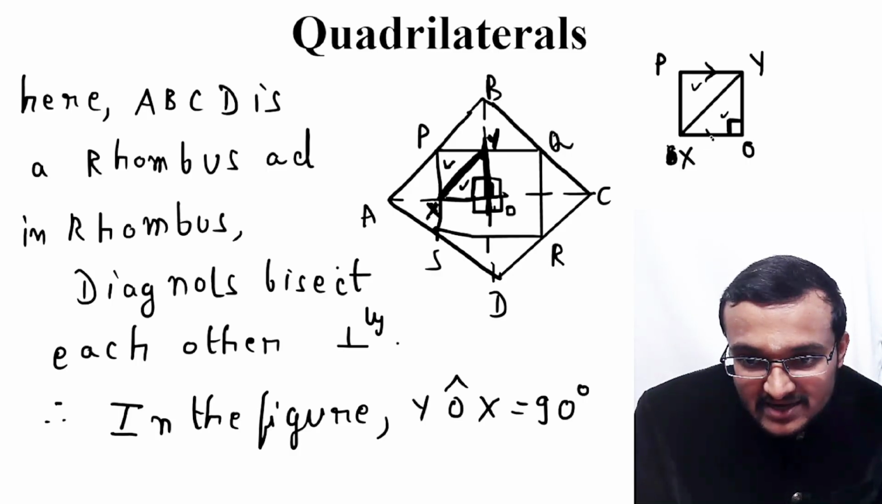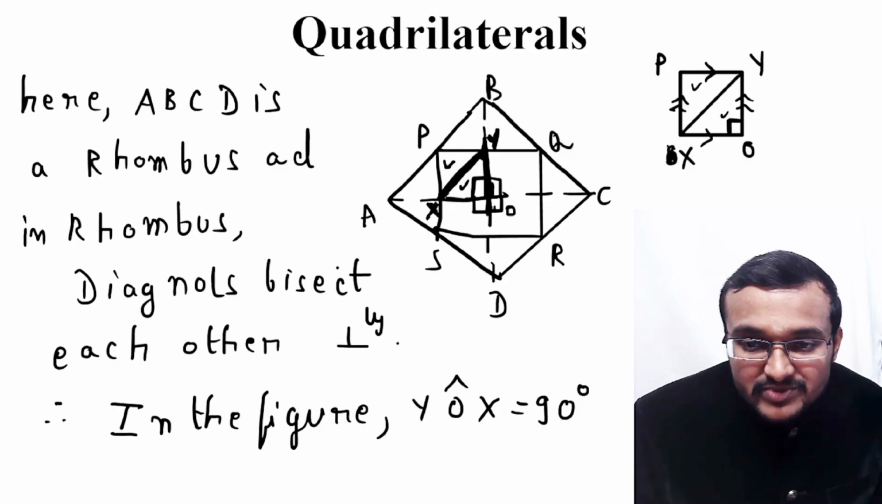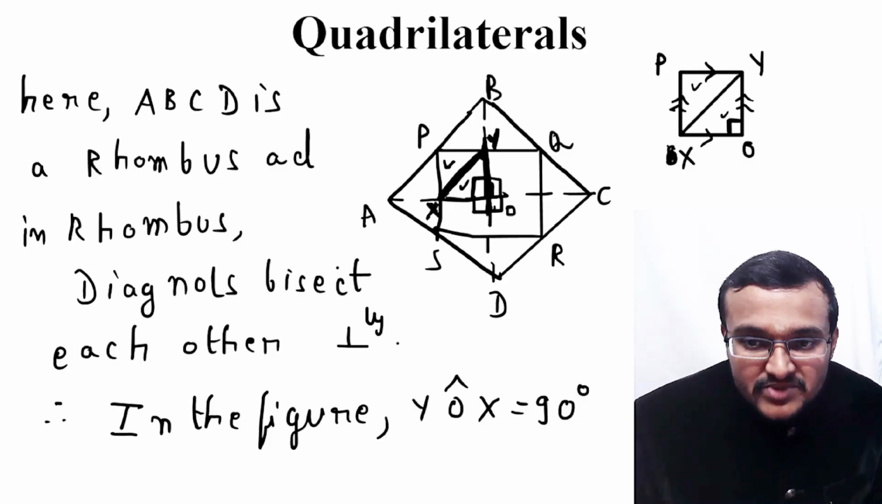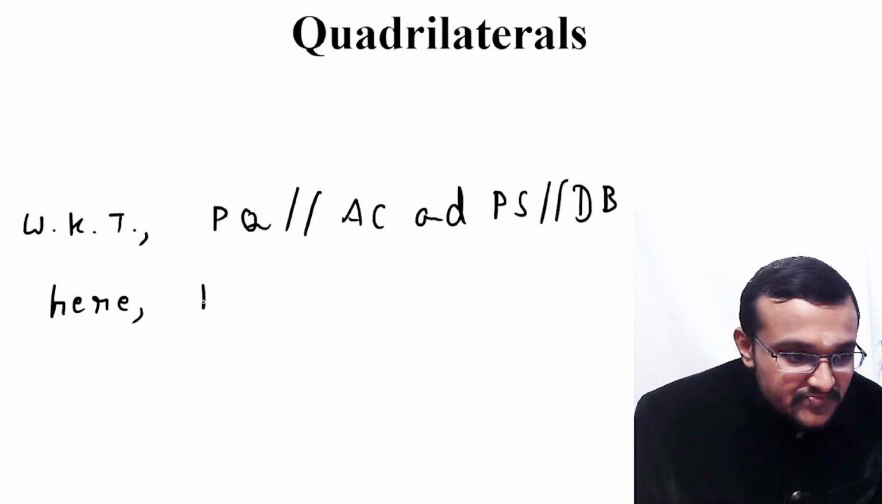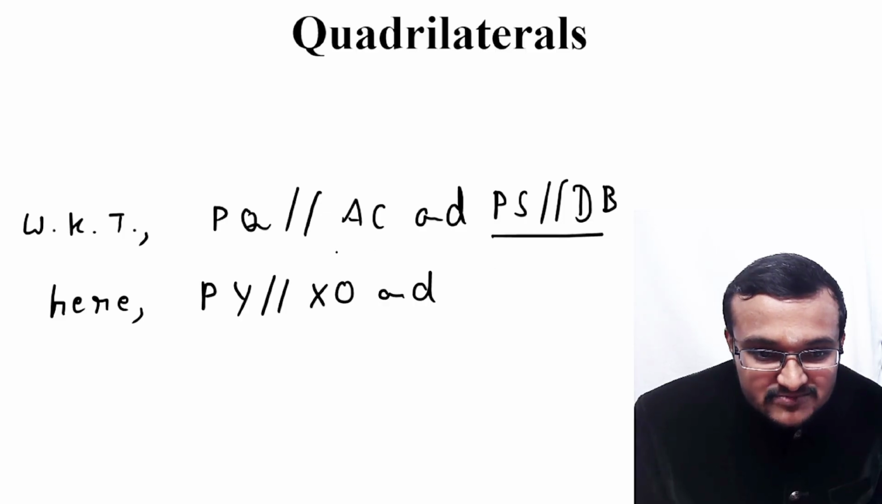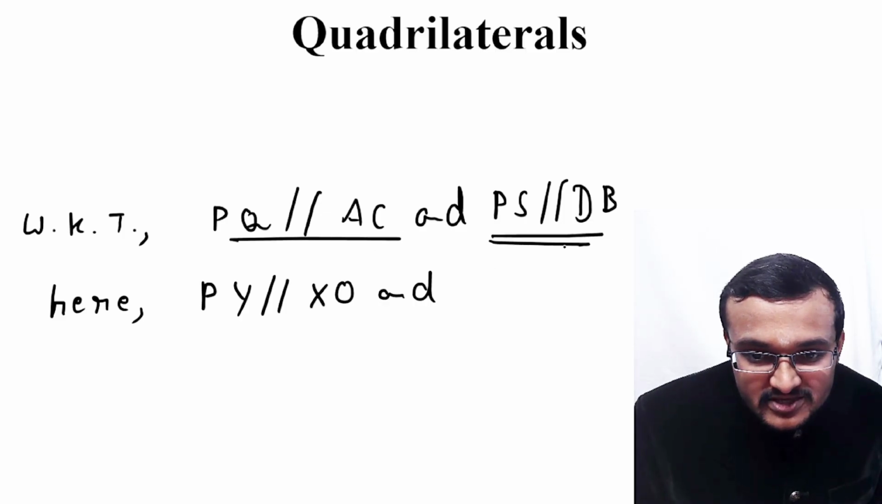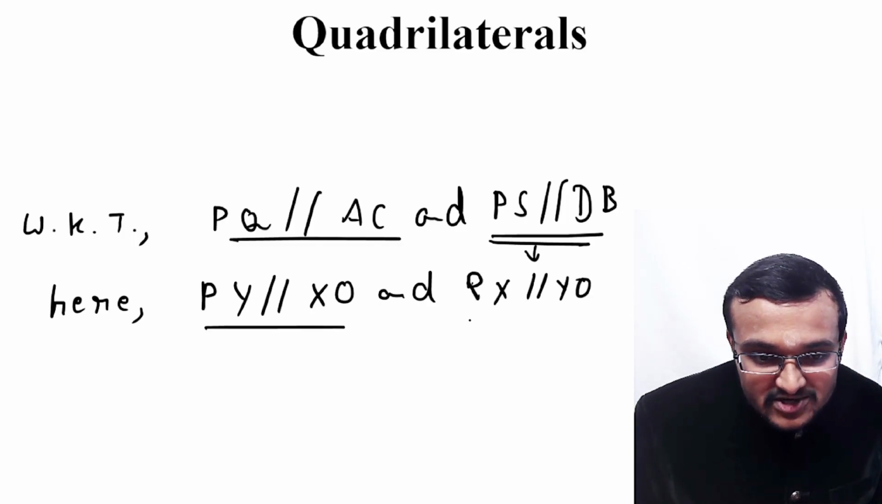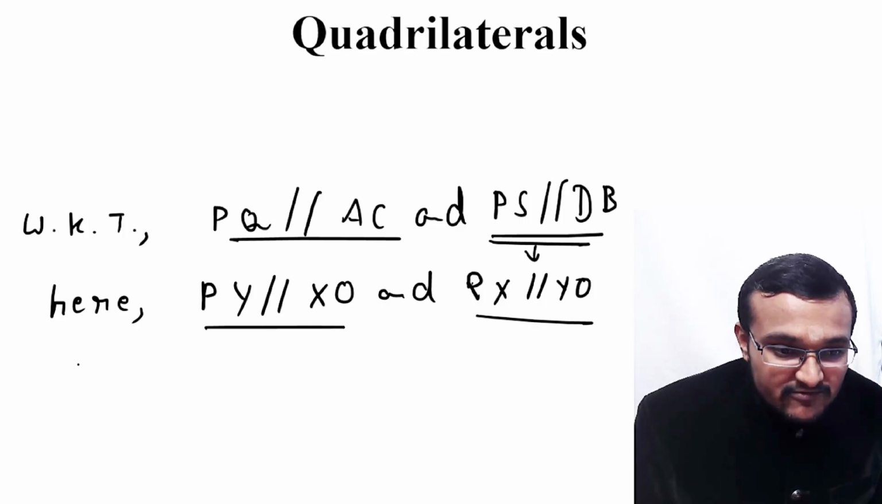PX will be parallel to YO, because PQ is parallel to AC and PS is parallel to DB. PQ is parallel to AC, so PY is parallel to XO, and since PS is parallel to DB, therefore PX is parallel to YO. So here PY is parallel to XO and PX is parallel to YO.